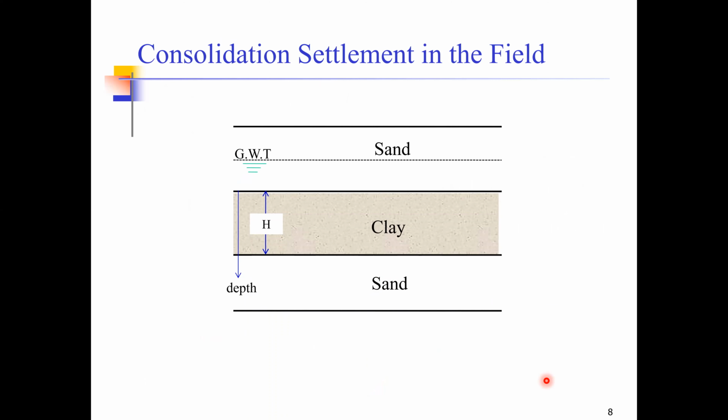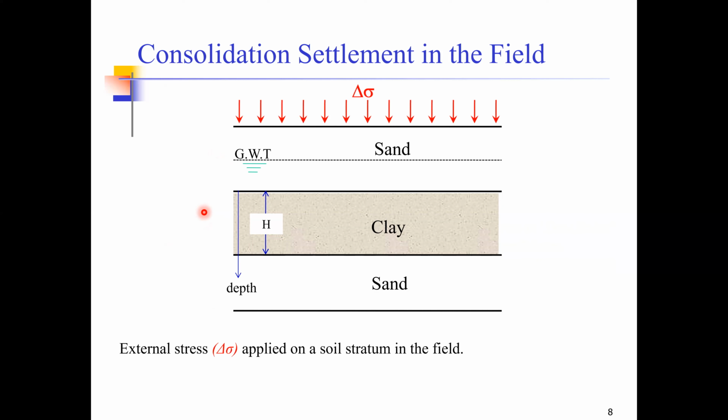Now, moving to the real case scenario and talking about consolidation settlement in the field. This figure represents a real field scenario. It is very possible that you have a project site where we have sand overlaying a clay layer, and there is another sand layer underneath. Since we have the groundwater table here, this clay layer would be fully saturated. Now, if we construct a building here, meaning we apply an external load, delta sigma, what will happen to these soil layers? Because of the external load, the soils would get compressed.